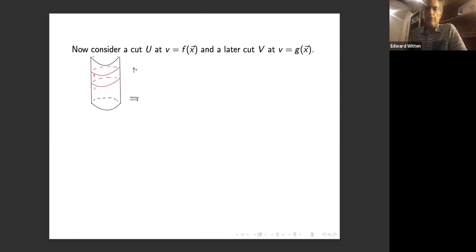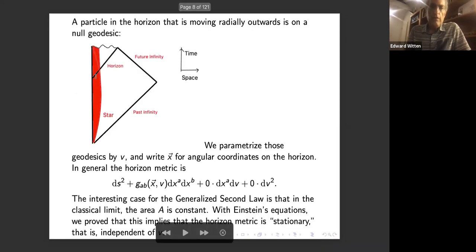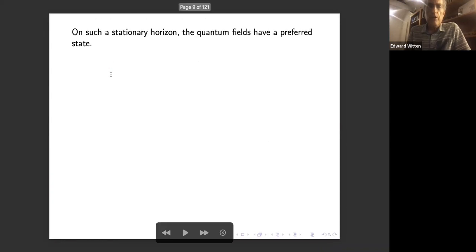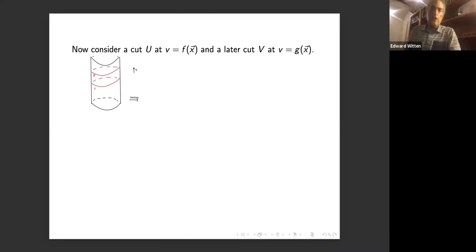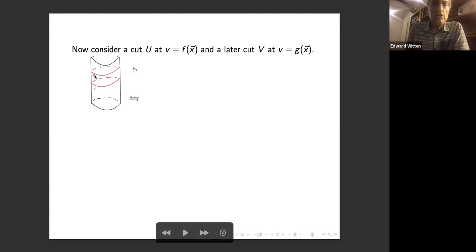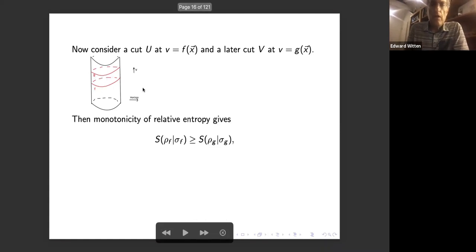So now we want to compare 2 cuts. Like yesterday, I'm now drawing a different picture. This picture makes it look like the black hole horizon is blowing out to infinity at the speed of light, but actually it has a fixed size and is time independent. So here's a different picture of the same thing, where V runs vertically. I'm trying to emphasize that the black hole horizon is really stationary in the classical limit. Stationary means time independent. So now we make a cut F, and we have another cut G, which is to its future. And monotonicity of relative entropy says that the relative entropy on the first cut is bigger than on the second.